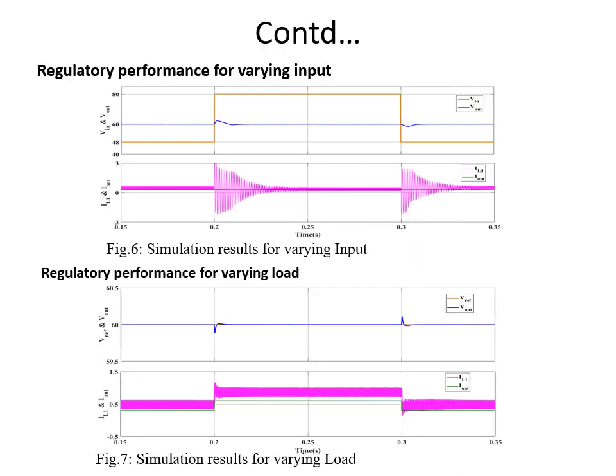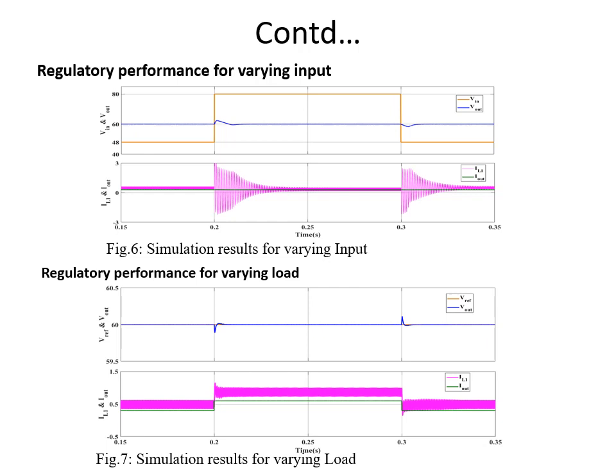In this slide we can see the effect of varying input and varying load on the output voltage of the converter. In figure 6 we can see the effect of varying input on the output voltage. At time t equals 0.2, the converter's input voltage is changed from 48 volt to 80 volt. That is, the working mode of this converter changes: initially it was working in boost mode, and after t equals 0.2 seconds it works in buck mode.